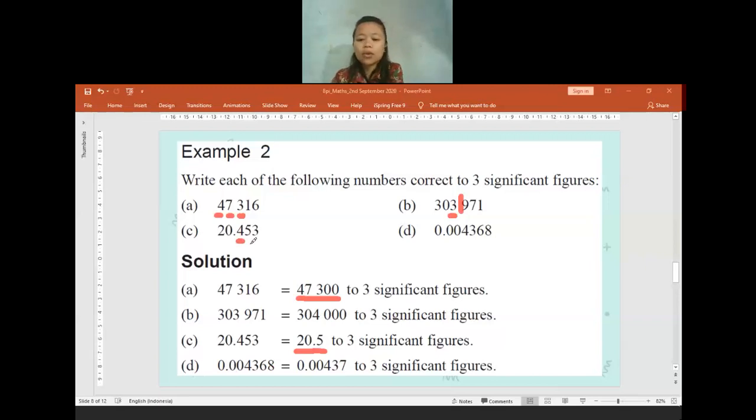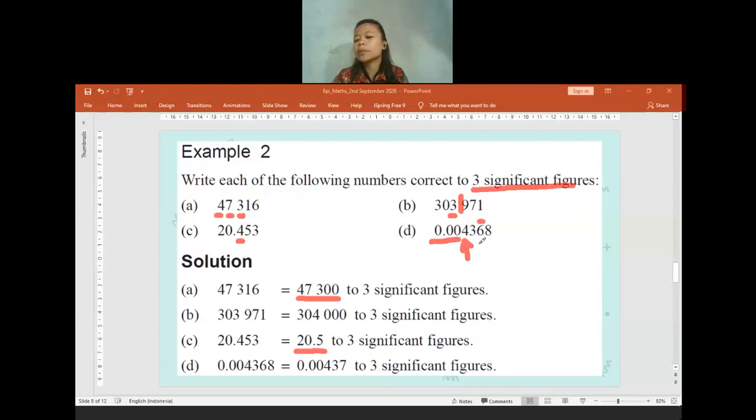Do not write the 0 behind. And then for the question D, we have 3 significant figures. When it is a decimal number, the 0 in the front are not significant. So the first significant digit is number 4. Because this is 3 significant figures, we need to find it until the third one.